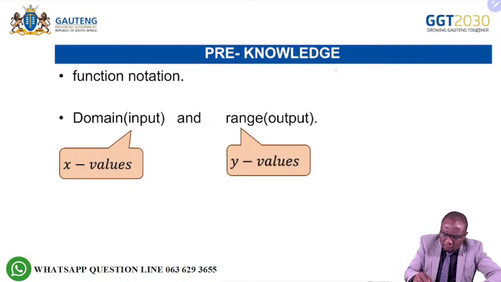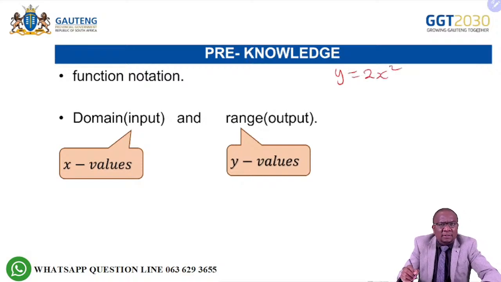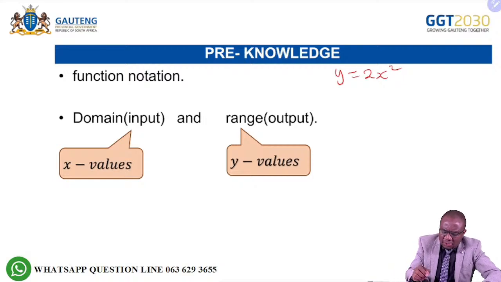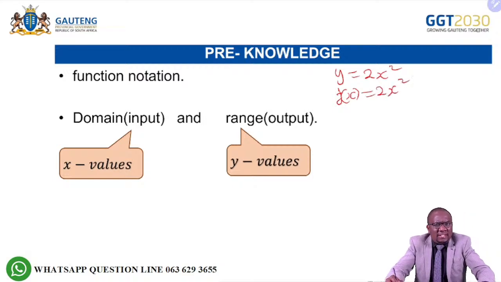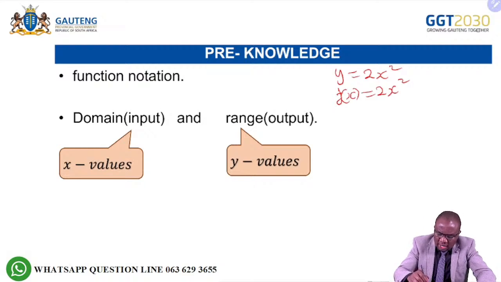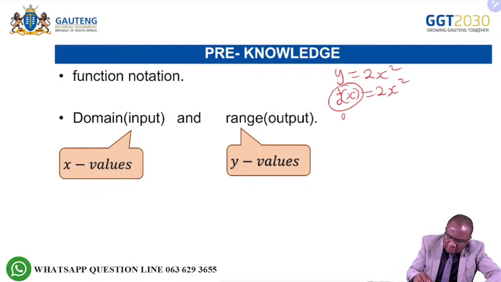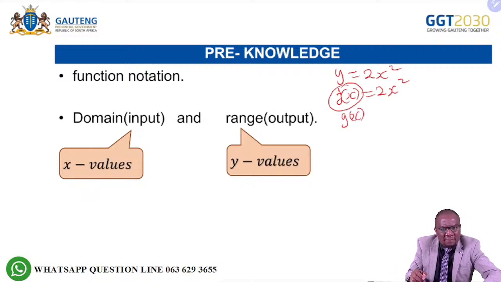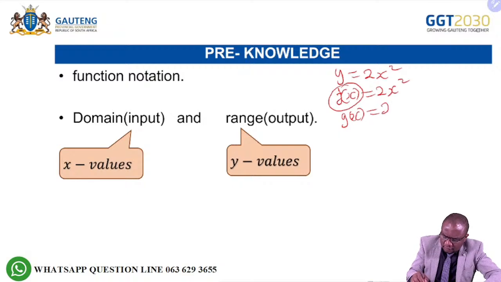Let's say you have y is equal to 2x squared. In function notation, we say f of x is equal to 2x squared. You see that f of x is 2x squared. We have replaced y with f of x. So today we're going to be seeing f of x, and you're going to see g of x. It's just the same thing. It's like naming the graphs. Or even h of x is equal to 2x squared.